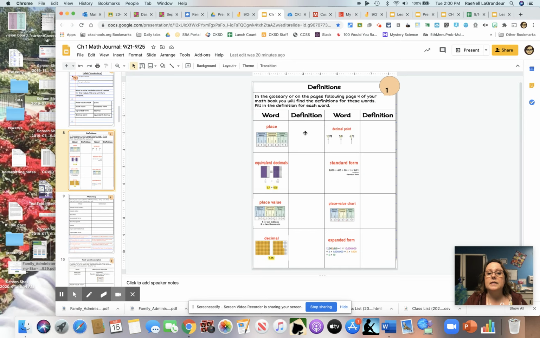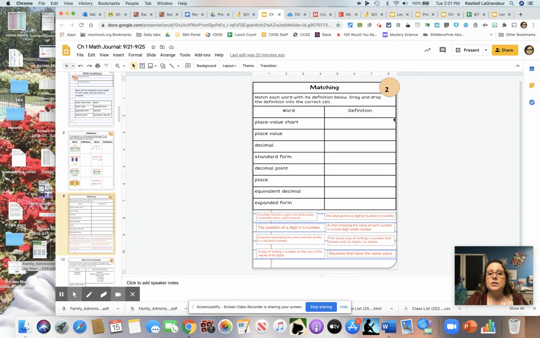Now, this is pretty easy. There's a text box right here. I'm going to find the definition for place, and I'm just going to type it right in here. That's easy enough. Now, matching, I've got all of the words over here, and I've got definitions down here. I'm just going to click, and once I figure it out, I'm going to drag it to the right spot. If I think this one belongs here, I'm going to put it here. So I'm going to just try to find and just drag and drop the definitions for each of the words. Okay, that's on this page.